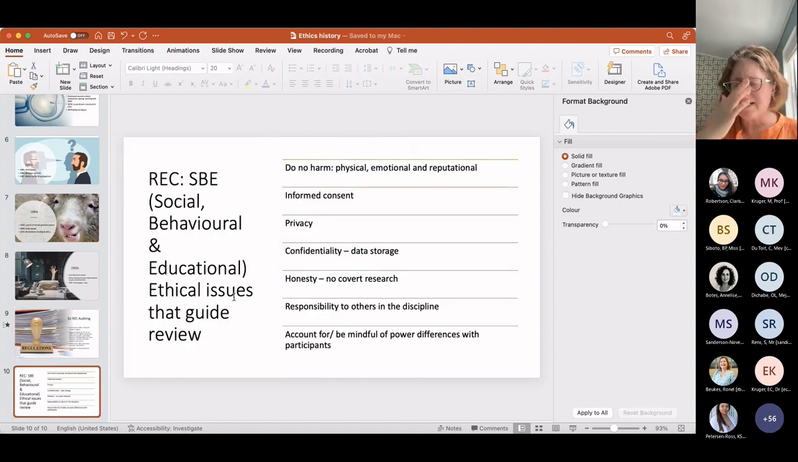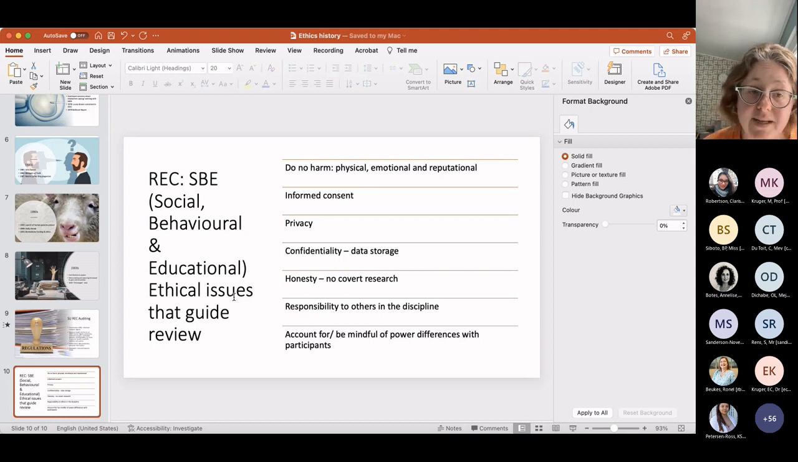And finally, just the last slide, I'm done in a minute, this is what it leads to. So these are the kind of categories that we at the Social Behavioral and Educational REC, which is the Research Ethics Committee, look at when we then audit. I'm going to just call it audit or adjudicate applications. So we need to make sure and tick these boxes in order to pass applications that come our way.